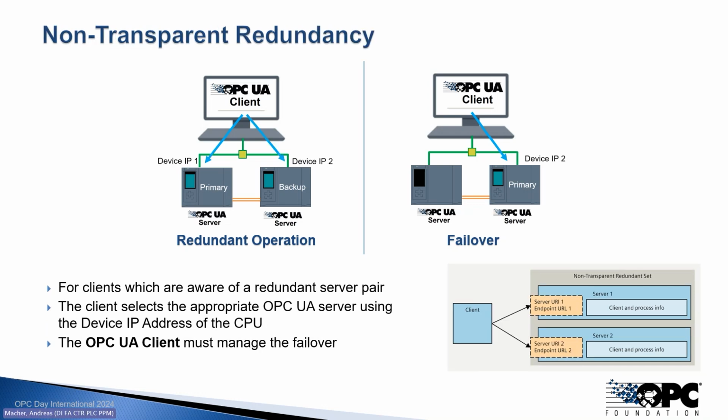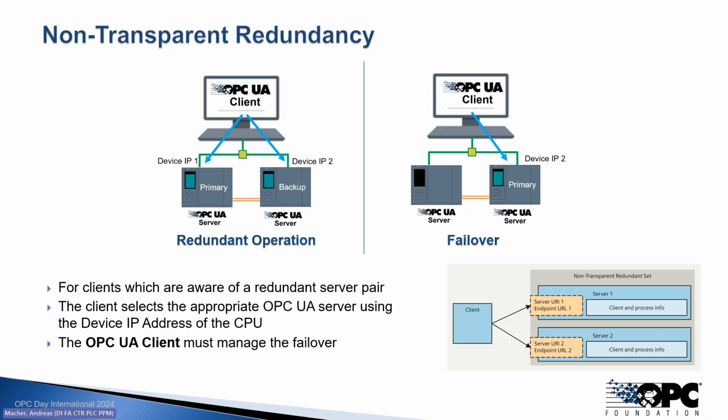The second type is called non-transparent redundancy. In this case, it's up to the client to select the appropriate server. So there are two endpoints, one for each server. And the OPC UA client must have the capability to find out which is the better one, or which is the working one. This is not so often used, so typically the clients will use the transparent redundancy.